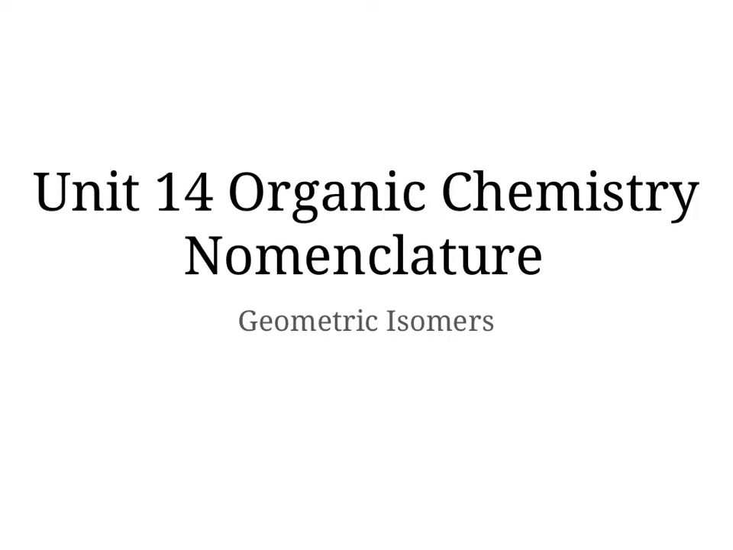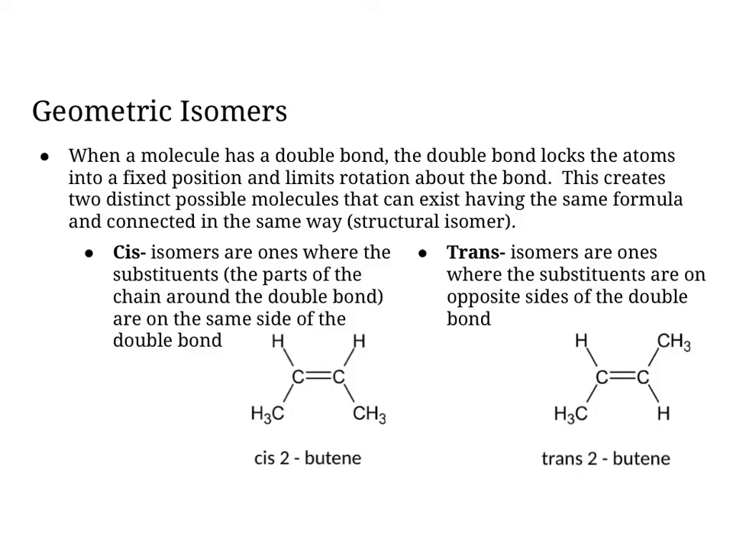So you learned how to name branched hydrocarbons, you learned how to name structural isomers, and now we're going to talk a little bit about geometric isomers. And as the name suggests, geometric isomers have something to do with molecular geometry. But this is important because when a molecule happens to have a double bond, the double bond becomes rigid and locks the atoms into a fixed position.